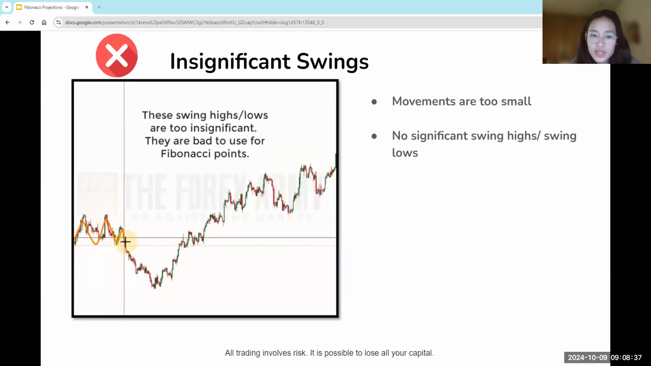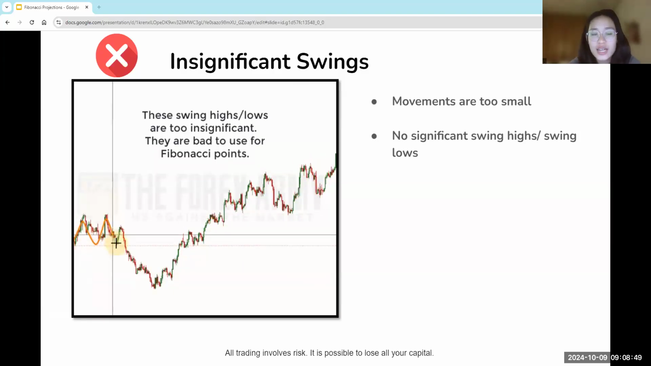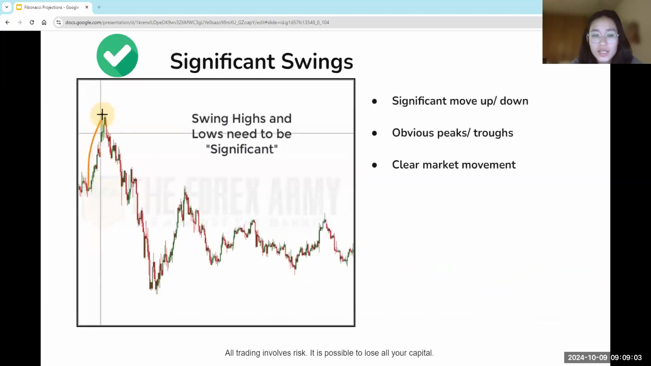So here's an example of an insignificant swing, so something that you should stay away from. So these are bad points to use for your Fibonacci starting and ending points. You can see the price movements here are way too small and there are no significant swing highs or lows. So here's another incorrect example. And here's a correct example of significant swings. You can see there are very clear troughs and peaks and very obvious moves up and down with very clear market movements.